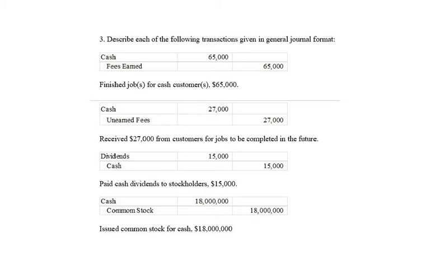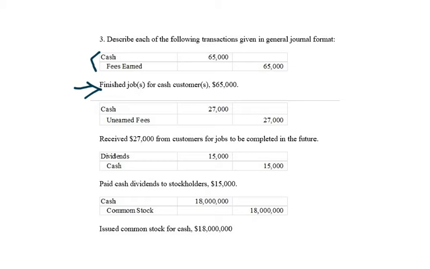Right, so the first one up is right here. We have cash, debit, fees earned, credit. So just give me a verbal description that would fit the bill. In other words, you're interpreting it, saying, given what I'm looking at there, how would I verbally describe that? The one I suggest here is that they finished jobs for cash customers, $65,000. Or they could say collected cash, collected $65,000 from customers.